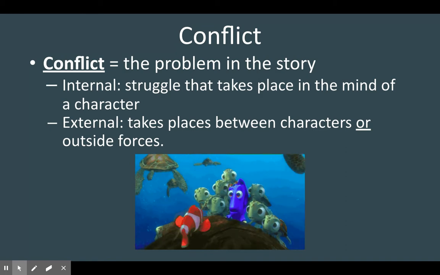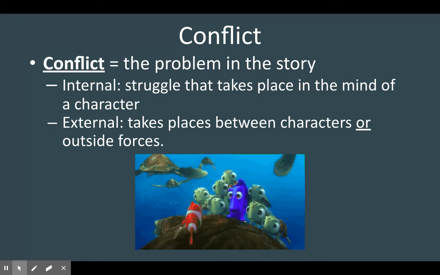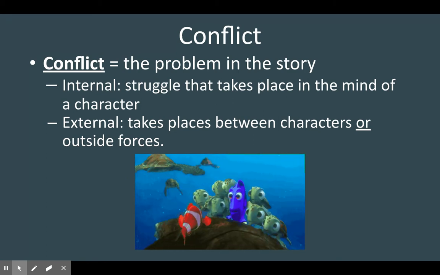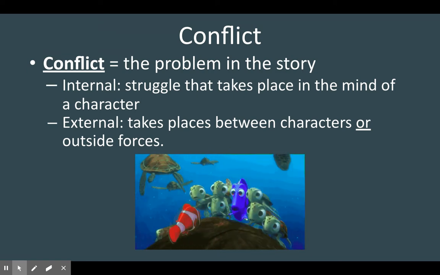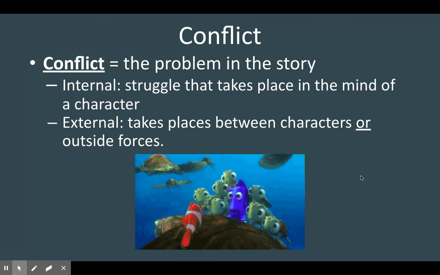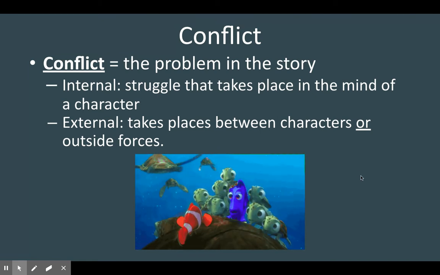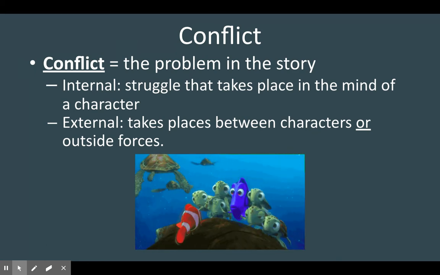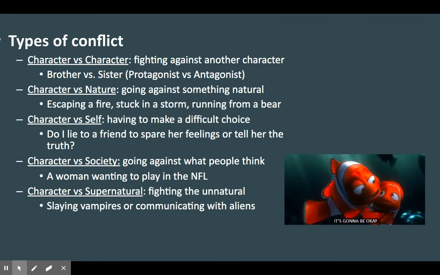This takes place between characters or outside forces. So there's quite a few external conflicts in Finding Nemo. For example, Marlin running into sharks, that would be an external conflict because that could take place between Marlin and the shark, Bruce. So that takes place between two characters. External conflict can also be the environment, society, technology, even. So there's tons of types of external conflict.